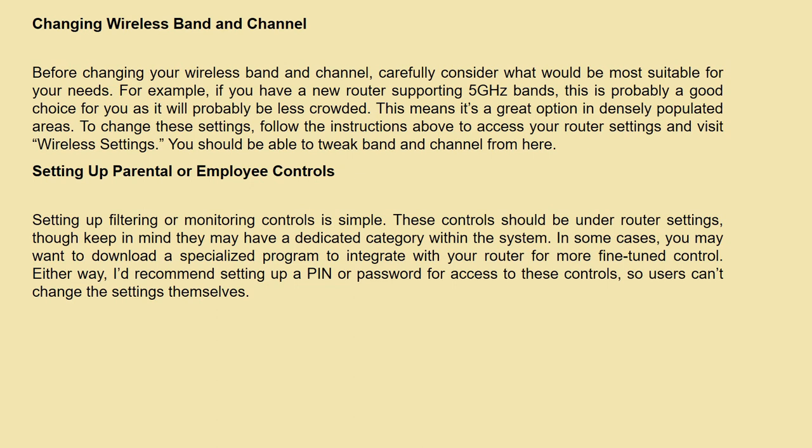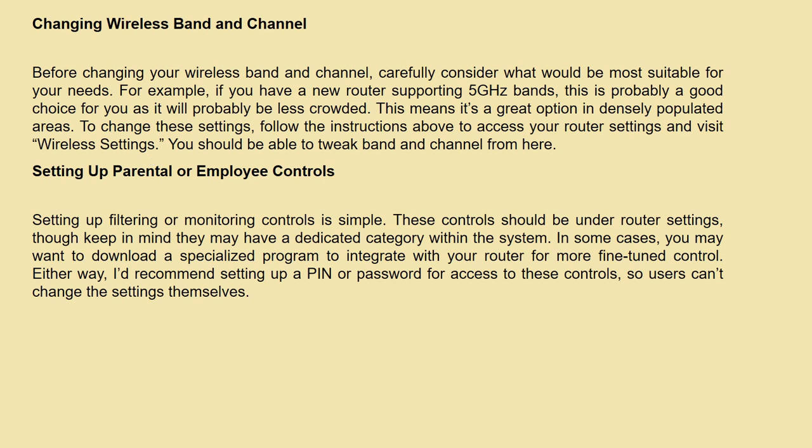These are some extra things. Before changing your wireless band and channel, carefully consider what would be most suitable for your needs. For example, if you have a newer type of router supporting the 5 GHz band, this is probably a good choice, as it will probably be less crowded, which makes it a great option in densely populated areas. To change this setting, follow the instructions above to access your router settings and visit wireless settings. The same thing is there, whatever we did previously.